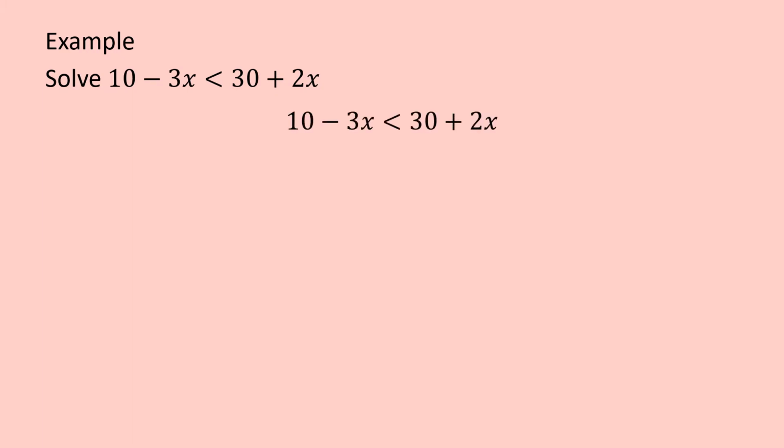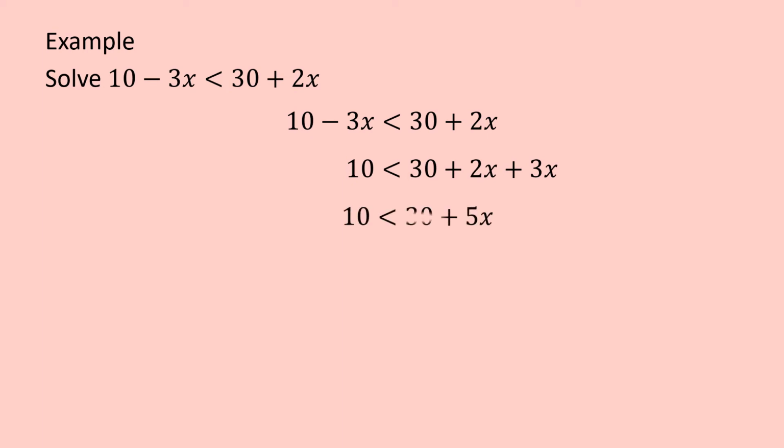Solve algebraically the inequality 10 minus 3x is less than 30 plus 2x. So, it would be a bad idea to take 2x from both sides to begin with, because 10 minus 5x is less than 30 is leading towards a solution that will require you to divide by a negative number. This is best avoided. So we have to add 3x to both sides.